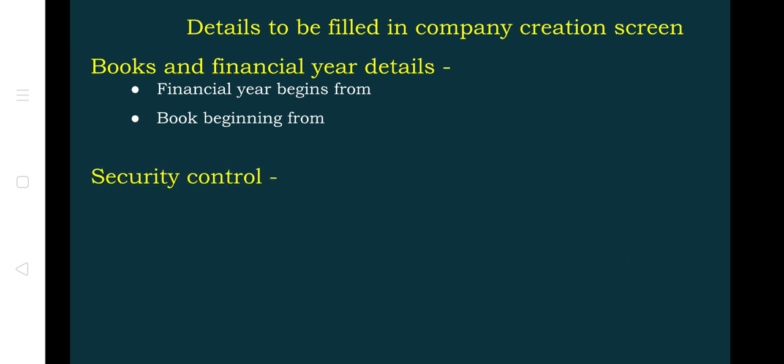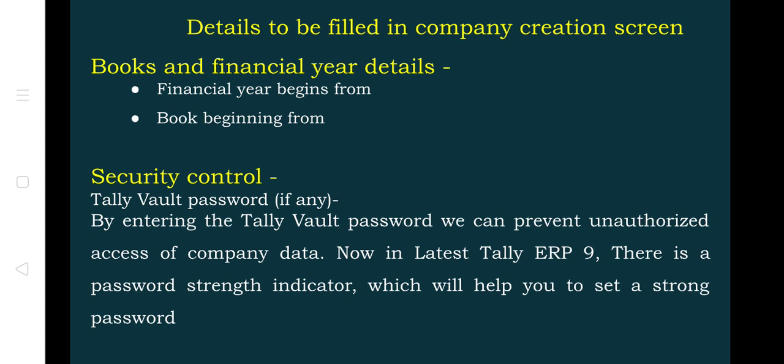Then you have to give the security control. We always need security for the data concerned, so we have to give that security information. Here we have the Tally vault password. If you have created any password for the Tally vault, we have to give the password, if any. By entering the Tally vault password, we can prevent unauthorized access to company data. Now in the latest Tally ERP 9, there is a password strength indicator which will help you to set a strong password.